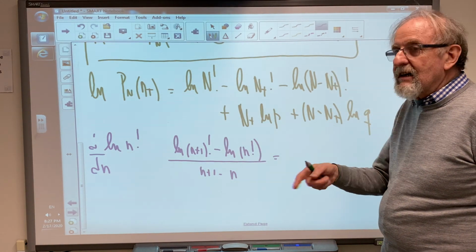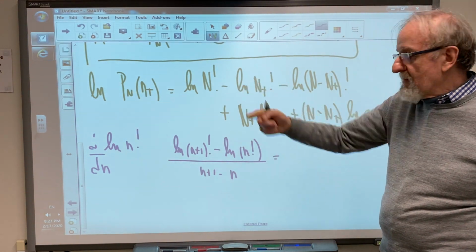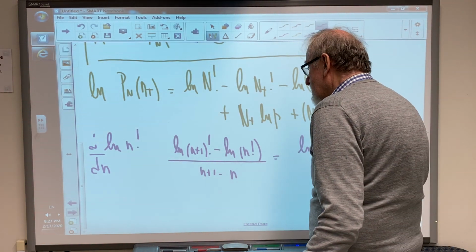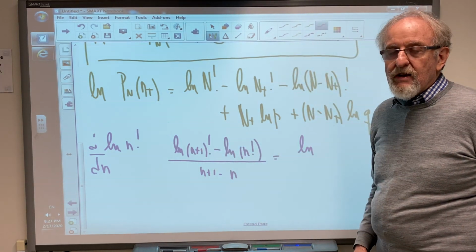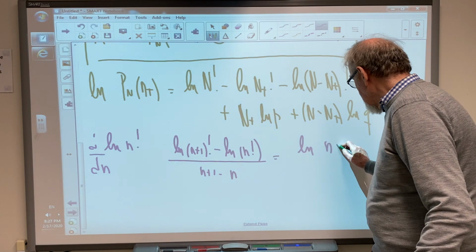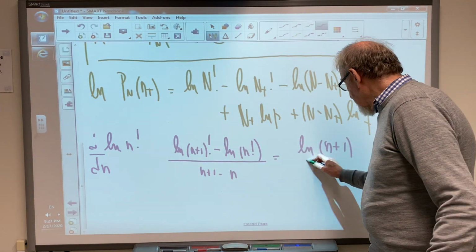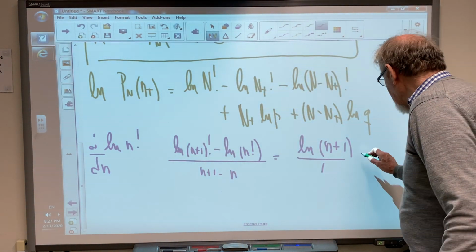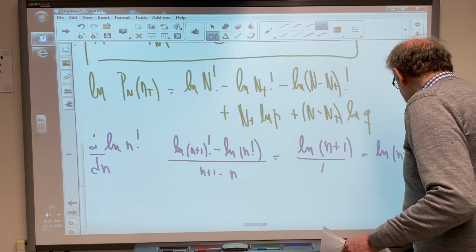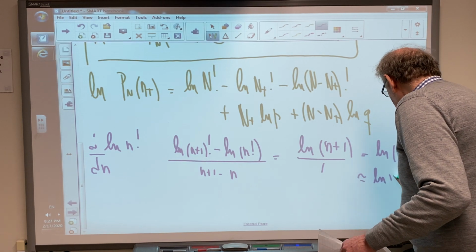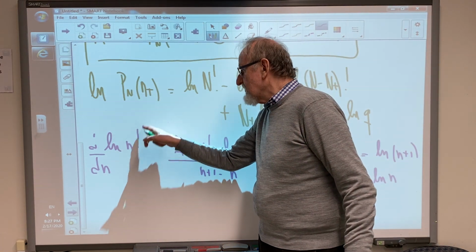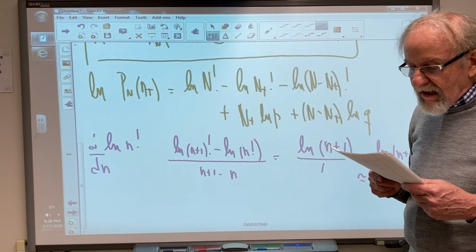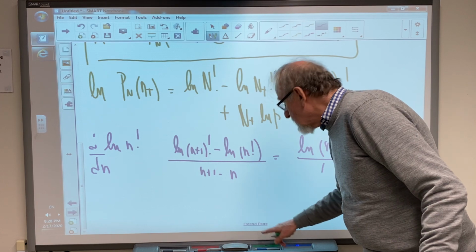So if I believe that I can treat the logarithm as something that jumps in steps of 1, that's what I'm doing. And now this is easy, because this is the logarithm of n plus 1 factorial over n factorial, which is simply n plus 1, divided by 1. So the derivative of the logarithm of n factorial with respect to n is just the logarithm of n plus 1, or approximately the logarithm of n. So when you need to derive the logarithm of n factorial, you get the logarithm of n. That is one way. If you don't like that too much, you can do another thing that will give you the same result.